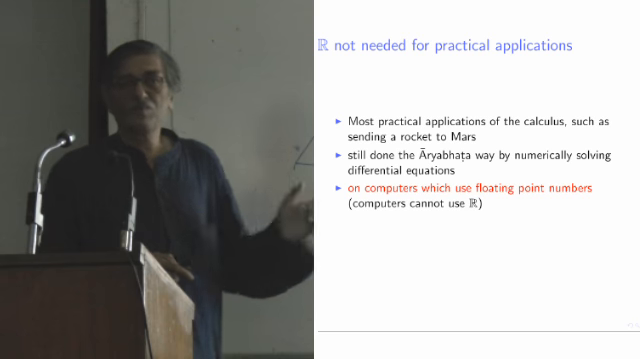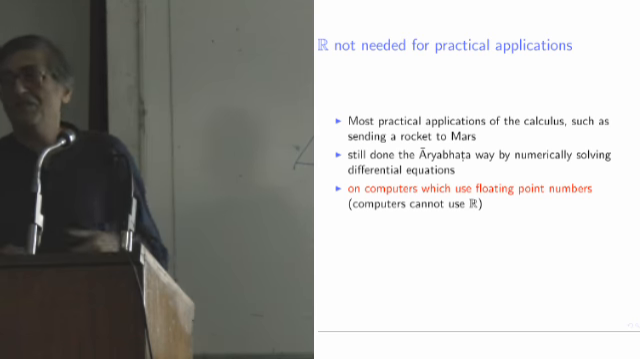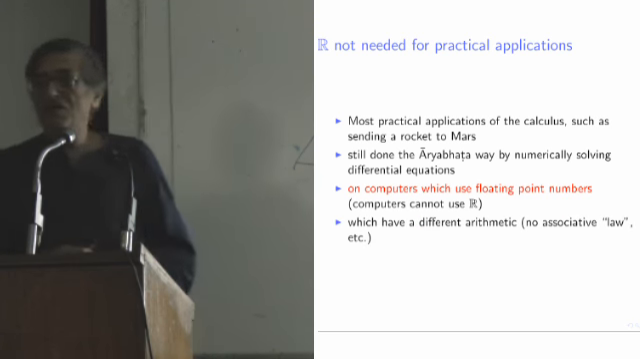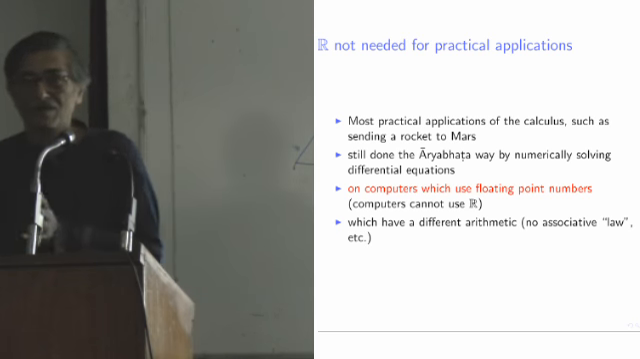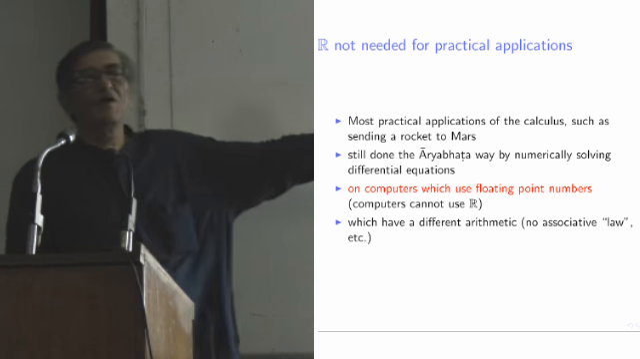One point is that computers cannot ever use formal reals. They use floating point numbers. It's a completely different mathematical system. Floating point numbers do not obey, for example, the associative law. It's different algebraically, different analytically, different in every way. And it's good enough for all practical purposes.